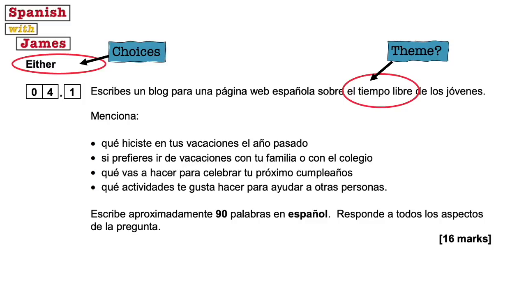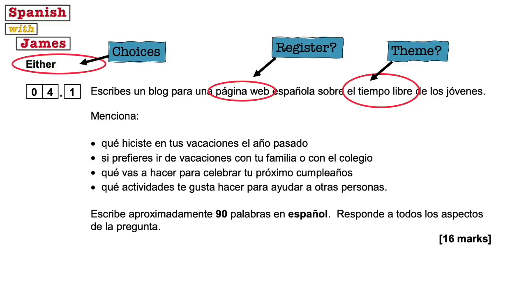Think about, okay, this is on the theme of free time. I know quite a lot of vocab for free time, and I revised this last week, so I'm going to do this one. Have a look at the register. So this one's asking you to write a blog for a website. So this should make you think about what sort of language you're going to use.